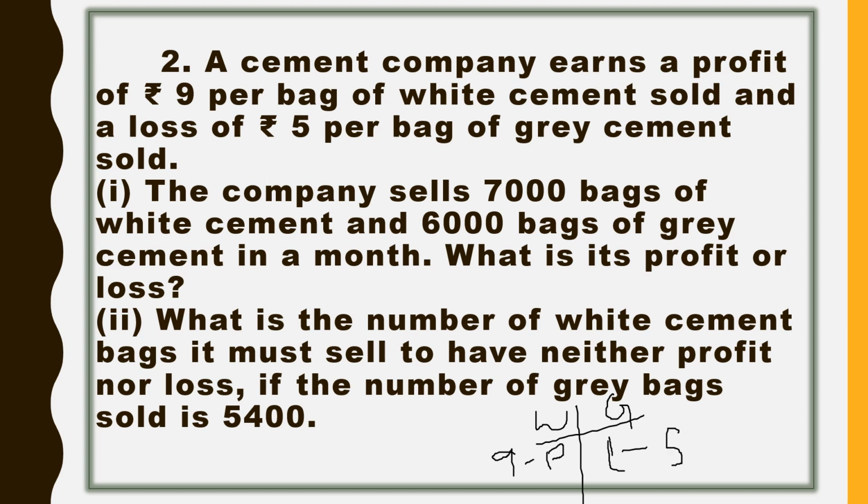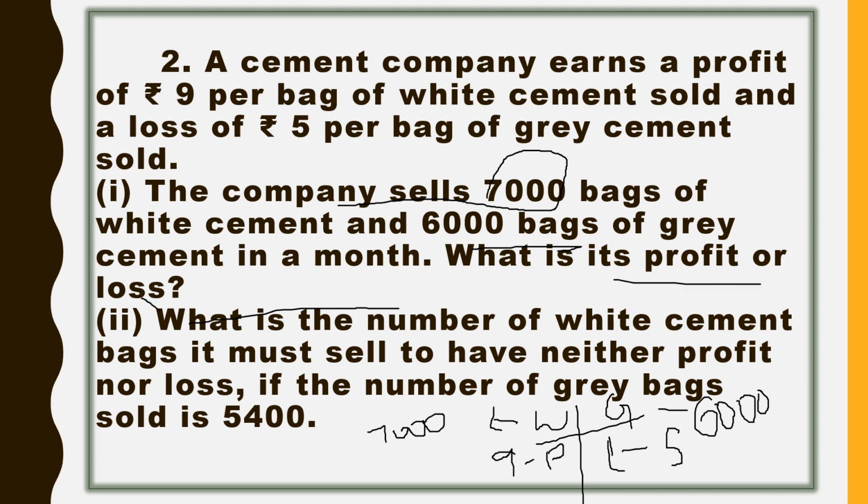Okay, now this is our condition. Now what is our first question? The company sells 7,000 bags of white cement. So how many bags of white cement did the company sell? 7,000. And the grey cement bags sold are 6,000 in a month. Okay, so in that particular month the company sold 6,000 grey cement bags and 7,000 white cement bags. So what is its profit or loss?